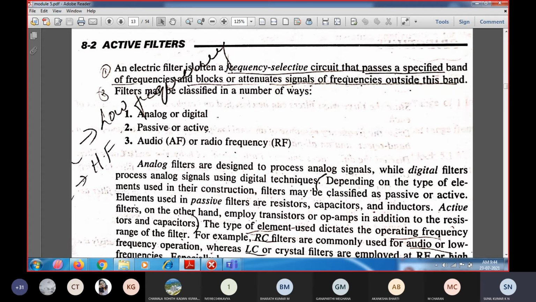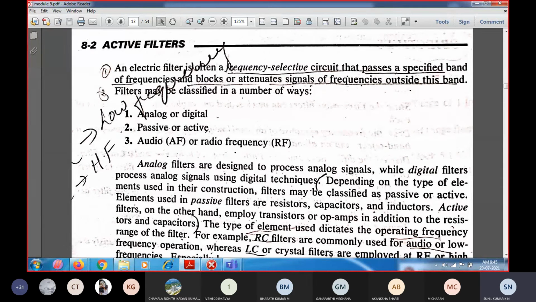A filter, in terms of the communication field, is called a frequency selective circuit. It is going to select a certain band of frequency, and other signal frequencies which are not of interest, it is going to block. That is the operation of an electric filter. In this electric filter, the only signal allowed is the frequency of interest, and other frequency bands are attenuated or blocked.